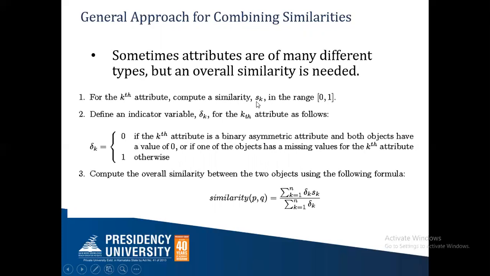Now, once we know Sk and delta k, we can substitute to find the similarity. Substituting in the formula, we get the overall similarity for P and Q, which can be calculated as summation of k equal to 1 to n delta k into Sk, divided by summation of k equal to 1 to n delta k. For each kth attribute, we calculate this, take the summation and divide them. We get the overall similarity, that is similarity of P comma Q.